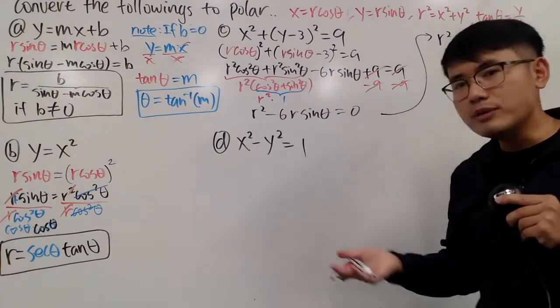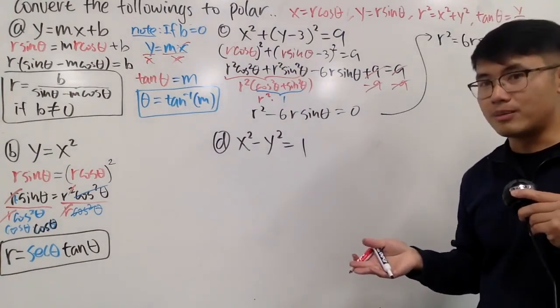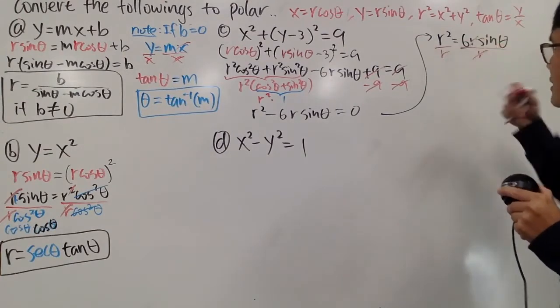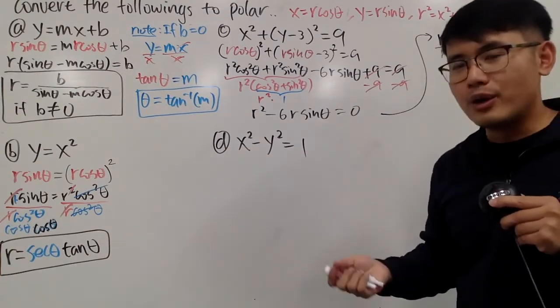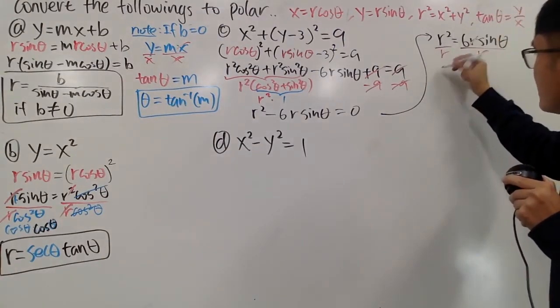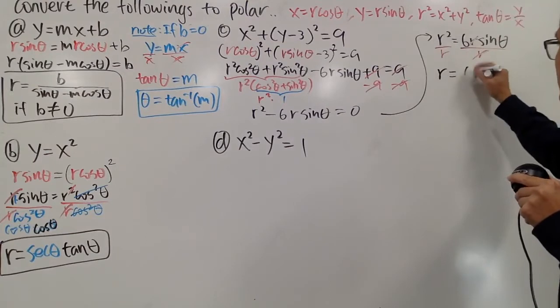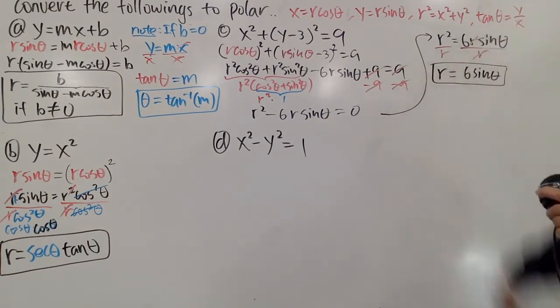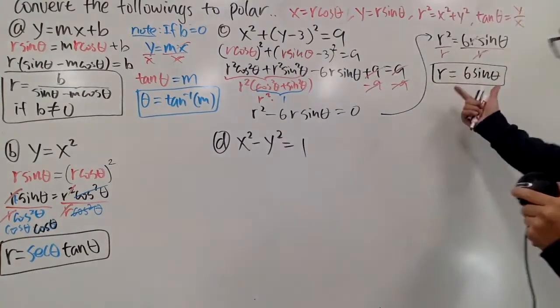And lastly, because both sides have r, we can just divide the r on both sides. And of course, when you do things like this, you assume r is not equal to 0. But when r is 0, that means you are just at the origin. That's the idea. So in the end, you get r by itself. This is equal to 6 times sine theta. So you can do that, just divide the r on both sides, like this.